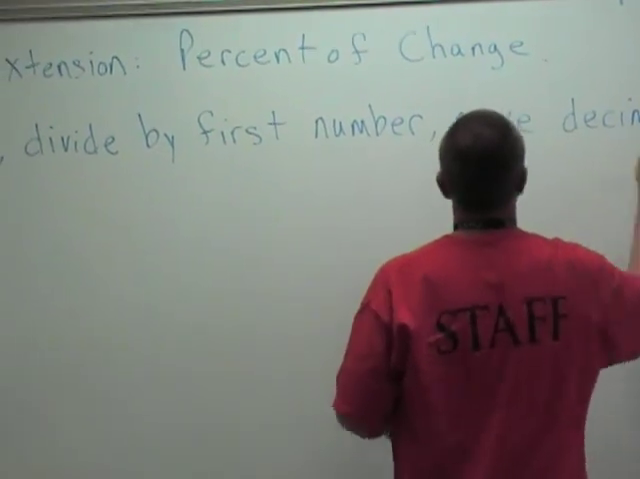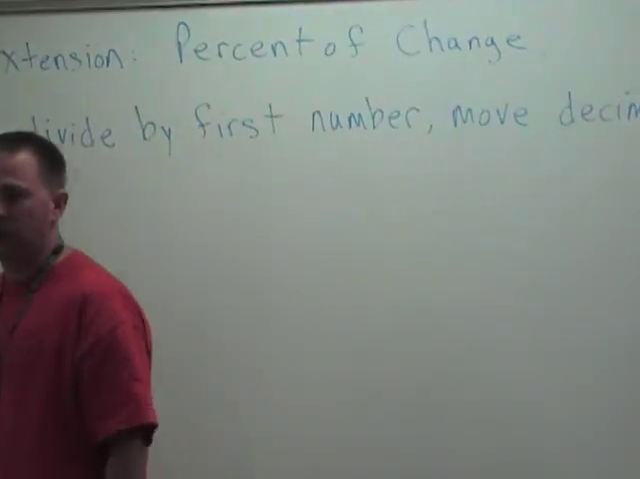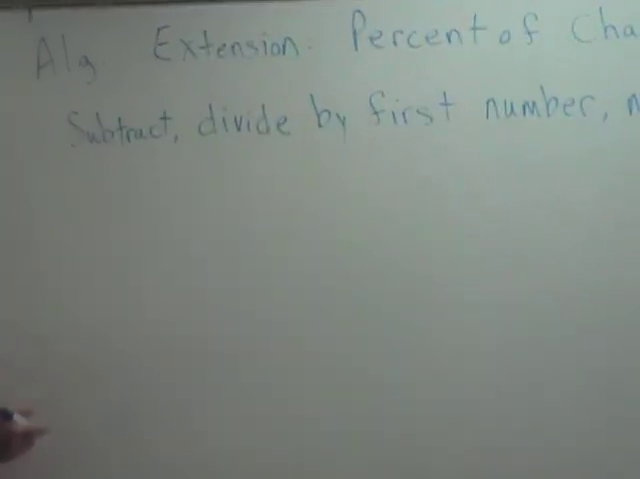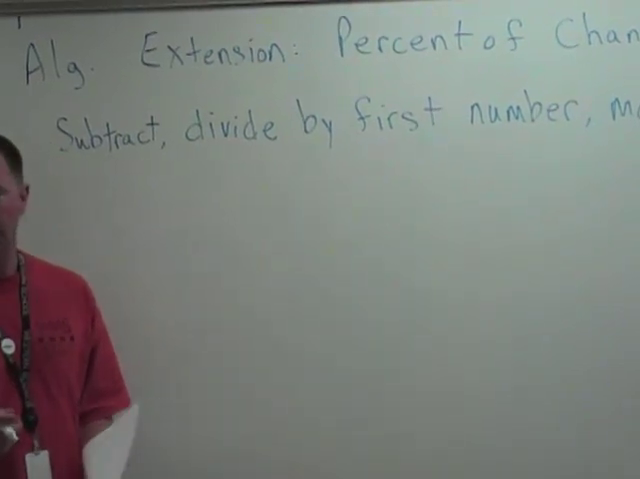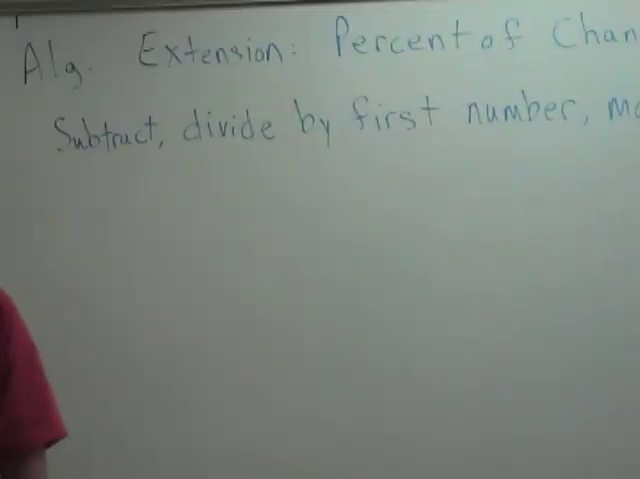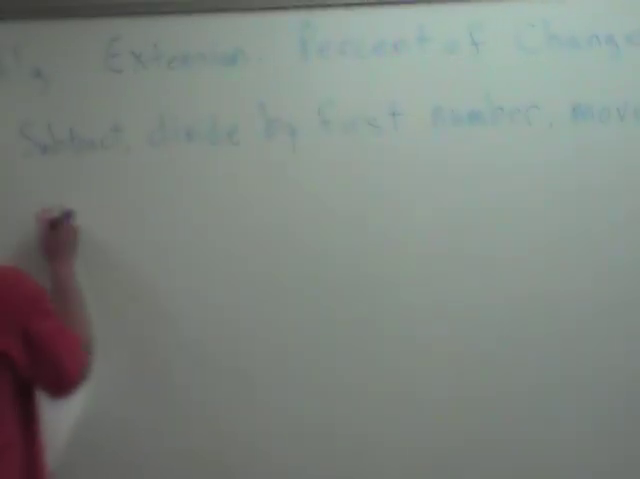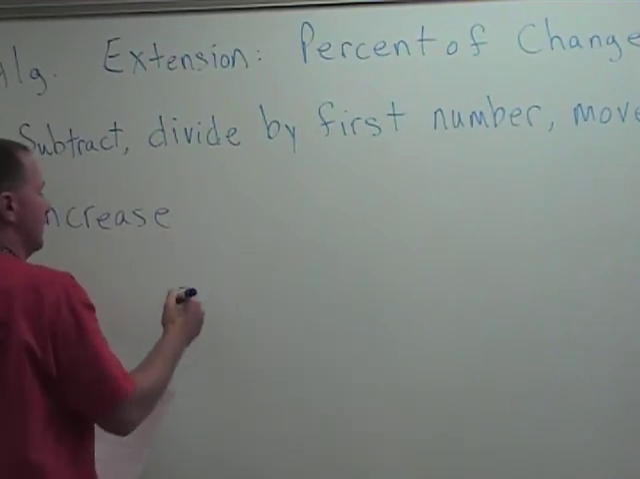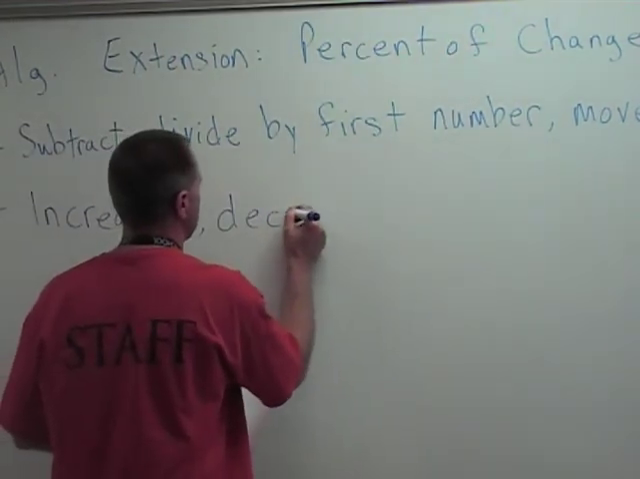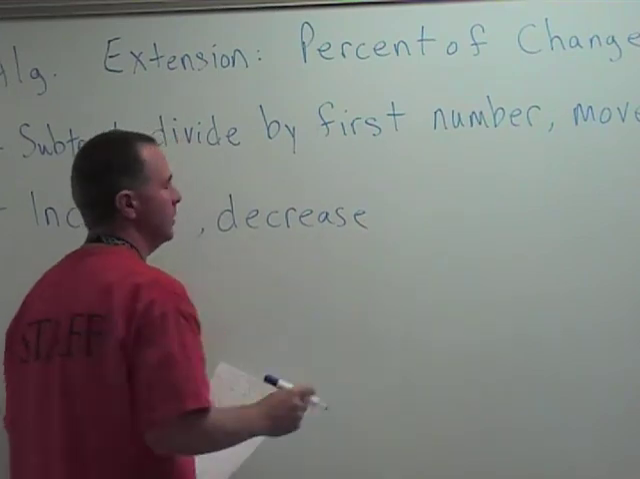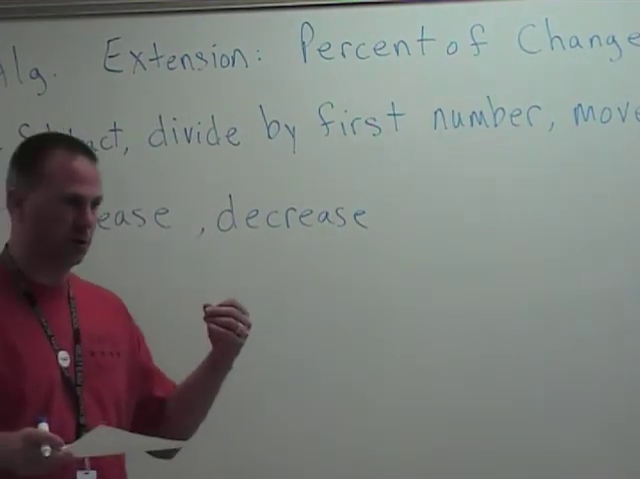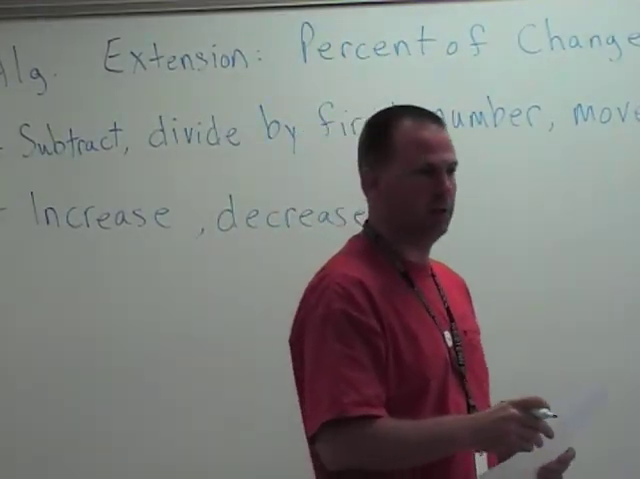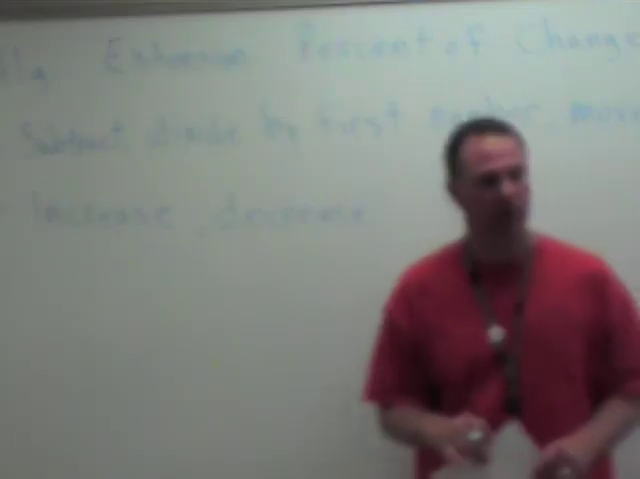Okay, so really percent of change, all you're doing is subtracting the two numbers, dividing by the first number, or the original number, and then you move the decimal to make it a percentage. That's all you're doing. Now, you also need to tell whether it's a percent of increase or a percent of decrease. So, obviously if the numbers are decreasing, you would have a percent of decrease. If they're increasing, percent of increase.